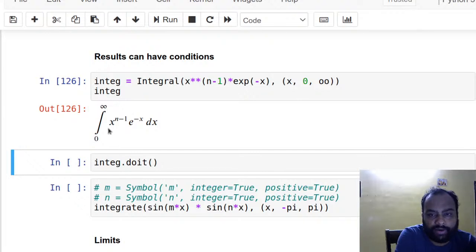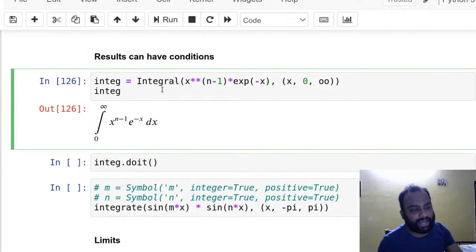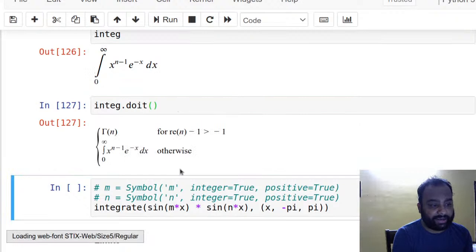Now, if you recall, this is the definition of the gamma function. This is gamma n, and this is valid for any real value of n as long as n is positive, right? If n is 0 or less, then this definition does not hold true. There is another definition called Euler's definition, which is represented as an infinite product. That will come later. But this is the integral representation of the gamma function, and it is valid only if n is greater than 0. Otherwise, it is not valid. So if I now do this integration, it will show me the result.